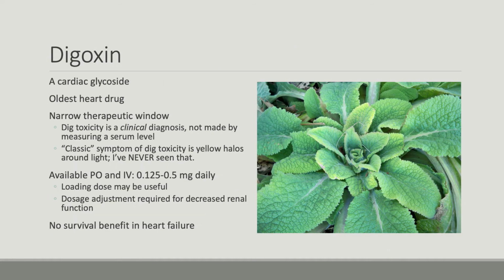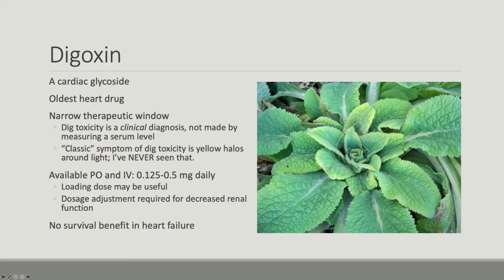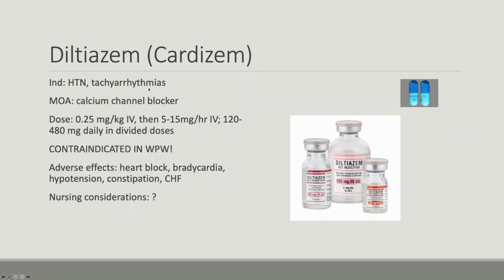Yes, I said it can make your skin turn blue, and I'm going to show you a picture of it right here. This is amiodarone skin discoloration. You can see this bluish discoloration here. They publish this in the New England Journal every 10 or 20 years or so. There's a more recent picture, but this is one from ages ago when I snagged it. DIG we talked about before, so you already know the slide. You've already learned the drug.